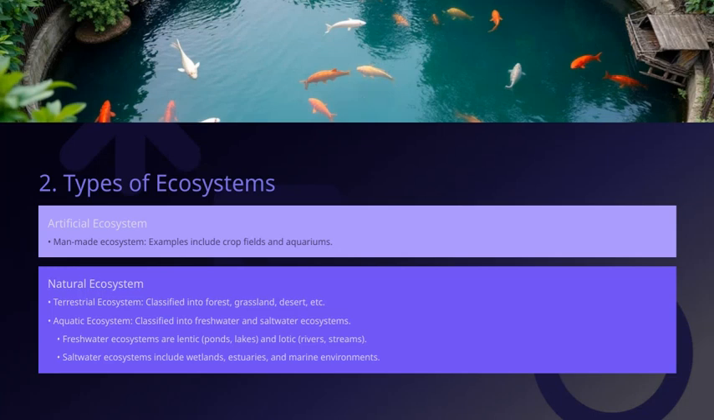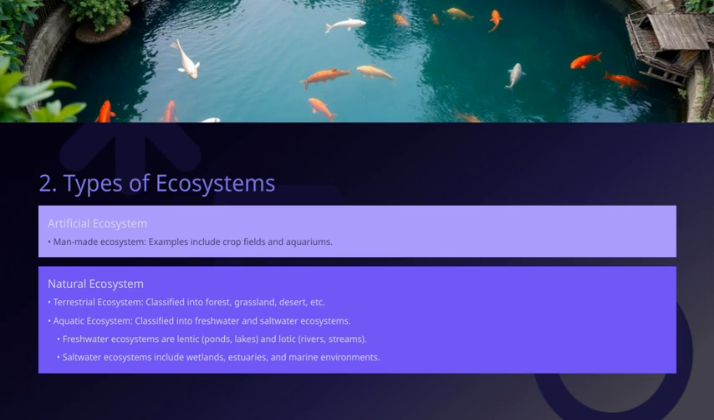Let's talk about the different types of ecosystems. First, saltwater ecosystems include environments like wetlands, estuaries, and marine areas. These are the salty waters you find in oceans and seas, and they support a vast array of marine life. Then we have freshwater ecosystems, which can be categorized into lentic and lotic systems. Lentic ecosystems are still waters like ponds and lakes, where water movement is minimal. Lotic ecosystems, on the other hand, are flowing waters such as rivers and streams.